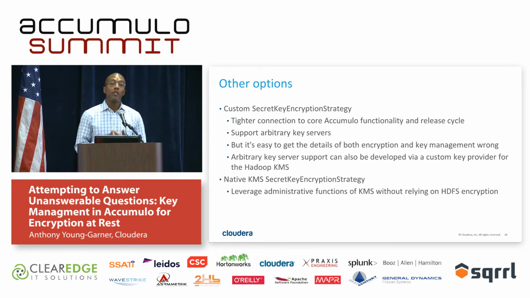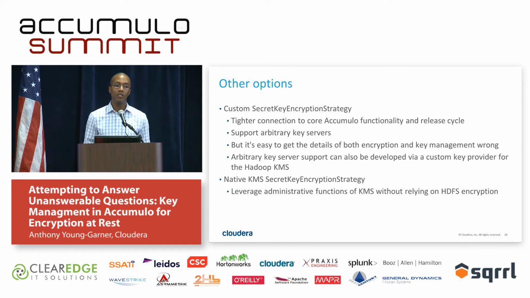Another option that's still available is to implement the secret key encryption strategy itself. So the secret key encryption strategy is a Java interface. You can implement the API. This could give you a tighter connection to the core capabilities in Accumulo. It also will let you give it a tighter connection to the Accumulo release cycle. So Hdfs encryption is releasing on an Hdfs release cycle. Accumulo encryption is going to continue to release on an Accumulo release cycle. If you want to stay more tightly tied to the Accumulo release cycle, you might find it more comforting to implement that interface. You could still then support arbitrary key servers.